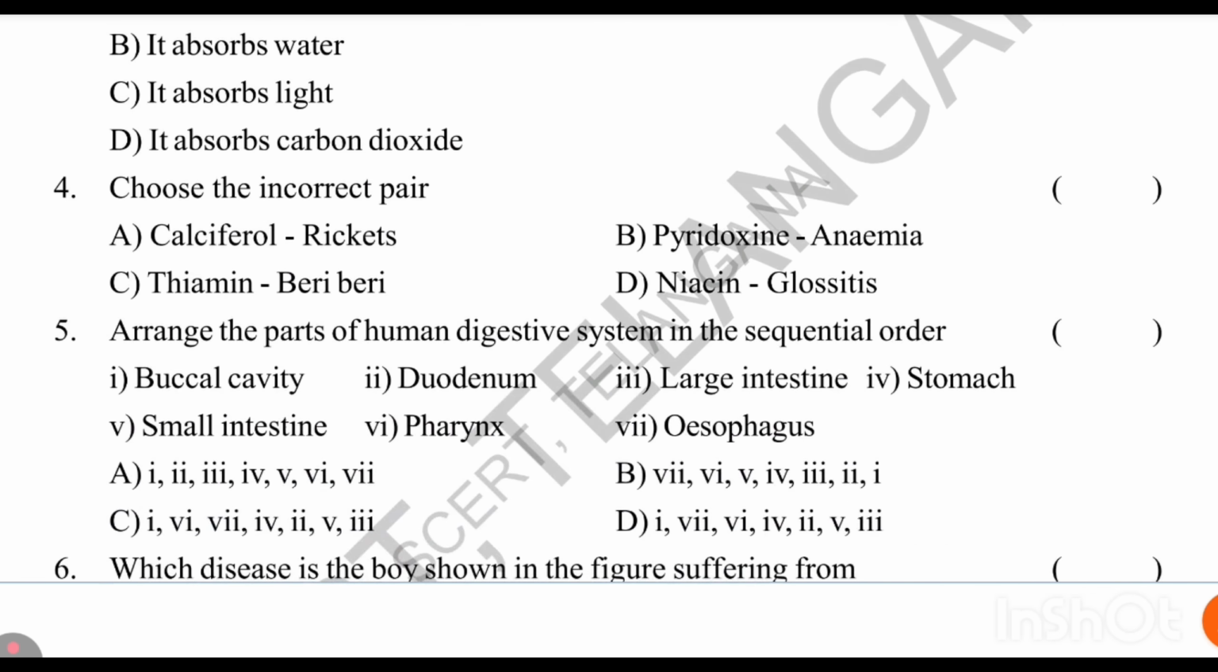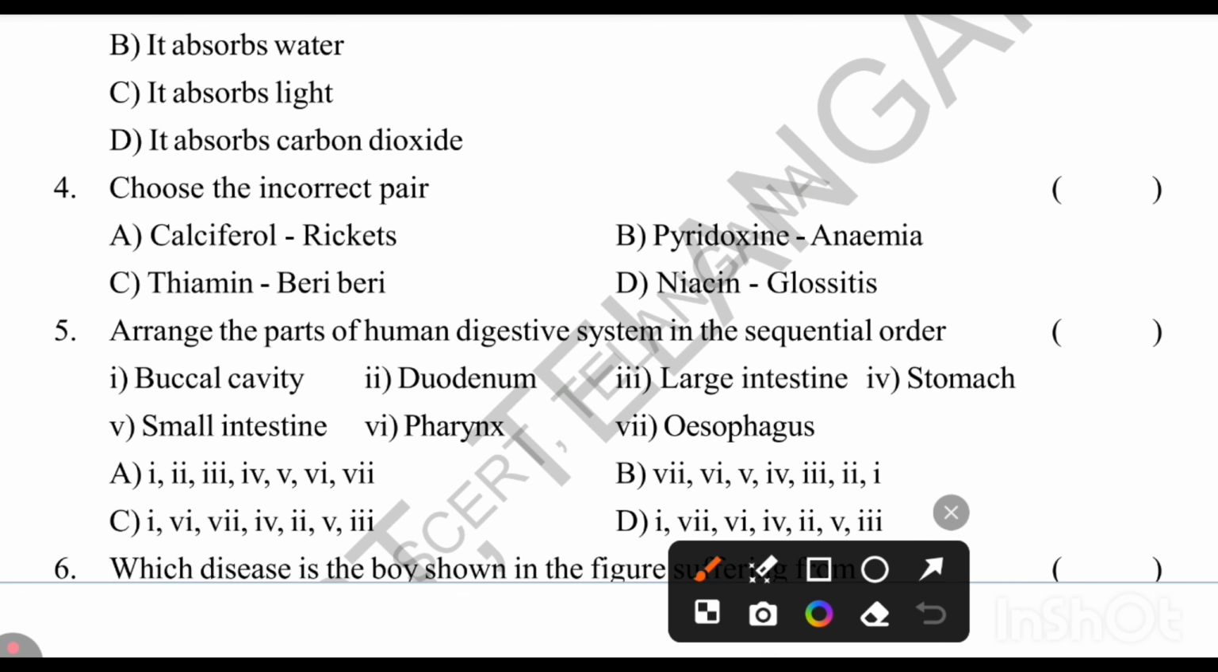Next, choose the incorrect pair among the following. Calciferol means vitamin D, rickets, that is right. Thiamine means vitamin B1, beriberi, that is a right option. Pyridoxine, anemia, that is also a right option. Niacin, glossitis, which is the incorrect pair. So for the fourth question, the right option is D, since he asked for the incorrect pair.